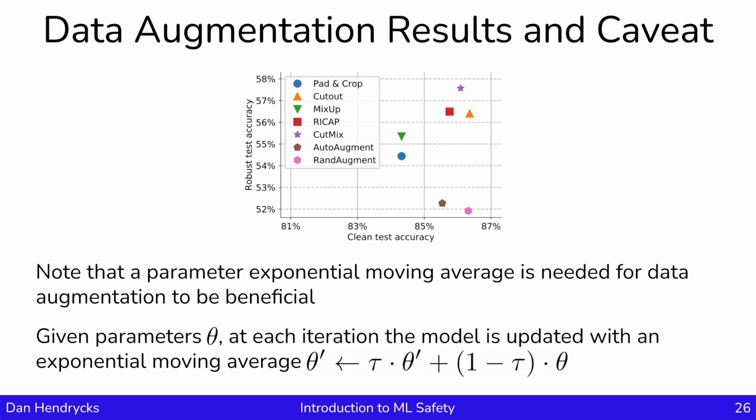when given the parameters, at each iteration, the model is updated with an exponential moving average modulated by a parameter tau. This is kind of like when doing momentum or Adam. There's an exponential moving average to make sure that you don't over-update in a particular direction and so that you get a smoother estimate. This isn't necessary for doing typical data augmentation, but when doing data augmentation with adversarial training, exponential moving averaging is currently important.